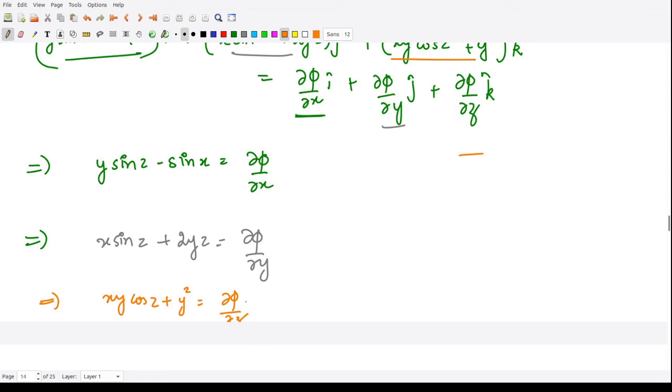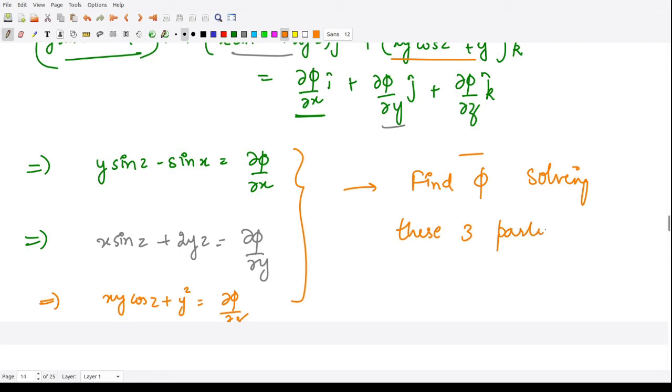Right? So this is what you obtain. Now here, the next task is we are to find phi, solving these three partial differential equations. Now it is up to you how you want to solve these equations.